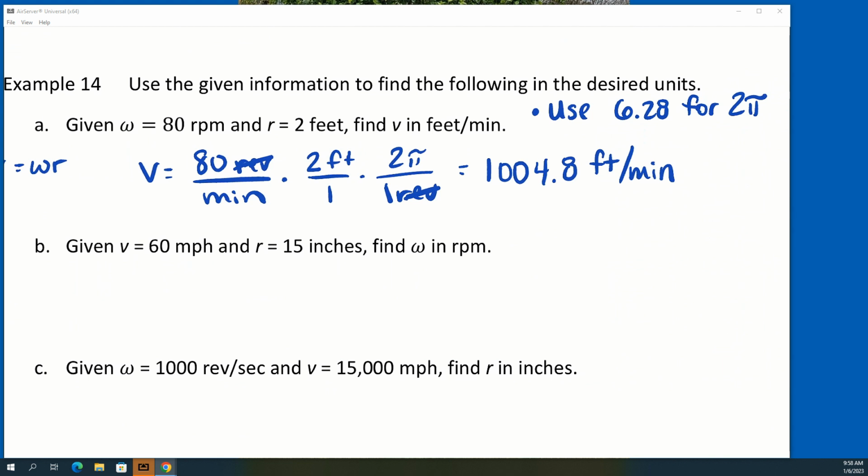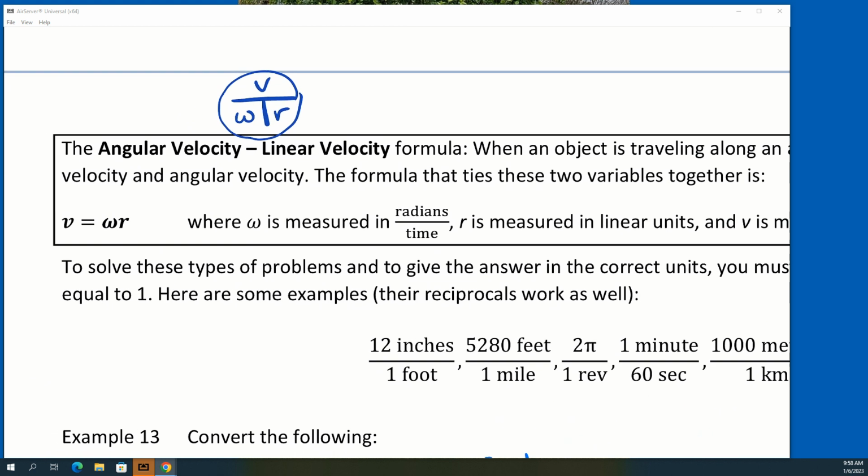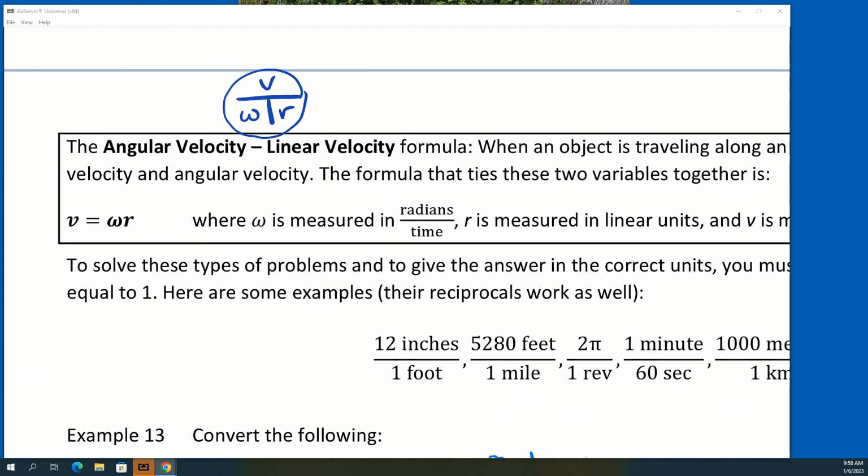Okay, let's look at B. So on B, we're given that V is 60 miles per hour and R is 15 inches, and we want to find omega in revolutions per minute. So if we look at our little diagram and we cover up omega, we're going to take the linear velocity and divide it by the radius.